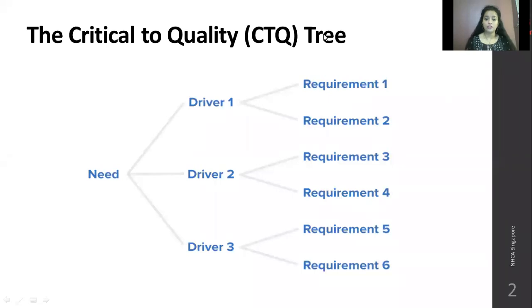Then driver three, what was driver three? I forgot about that. Driver one was waiting time, driver two was overcrowding, driver three was, I guess, not having enough staff. Did anyone make a note of that? So let's take driver three as less staff. We have to hire more qualified and skilled staff. In that way requirement 5 and requirement 6 will be taken care of.